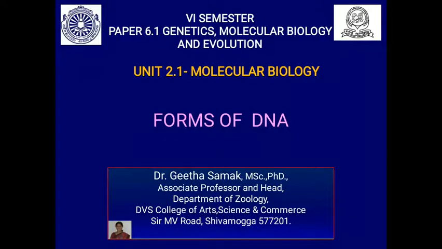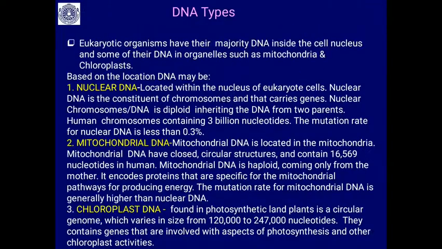Dear students, let us study the different forms of DNA. Before knowing the different forms of DNA, let us know the different types of DNA. You know this DNA; you have studied the structure of the chromosome in the last semester. In eukaryotic organisms, DNA is present inside the nucleus. It is a part of the chromosome. Also, you will find some DNA molecules present inside the mitochondria and chloroplast cell organelles.